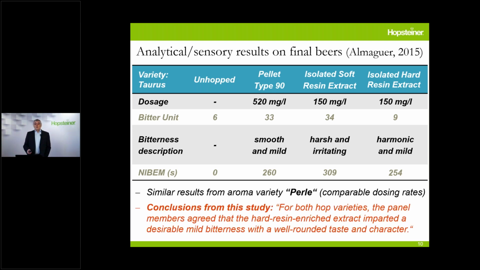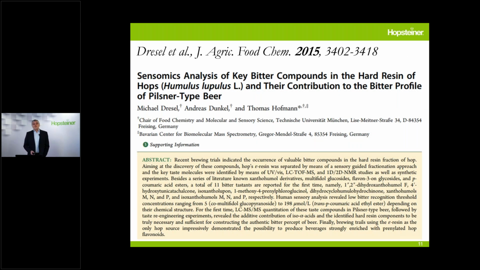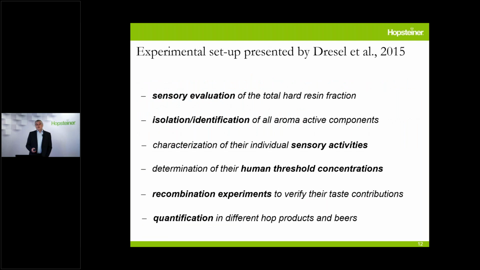So the conclusion from this study is that for both hop varieties, the panel members agreed that the hard resin enriched extract imparted a desirable mild bitterness and a well-rounded taste and character. And in the same year, another paper appeared, and the author is Michael Dresel. He is also from the Technical University of Munich, but he came from the chair of food chemistry and molecular sensory science. And here is the experimental setup of the studies presented by Dresel in this paper.